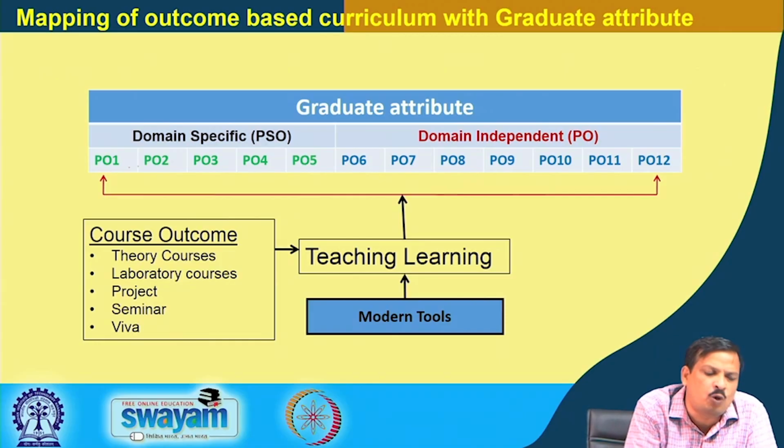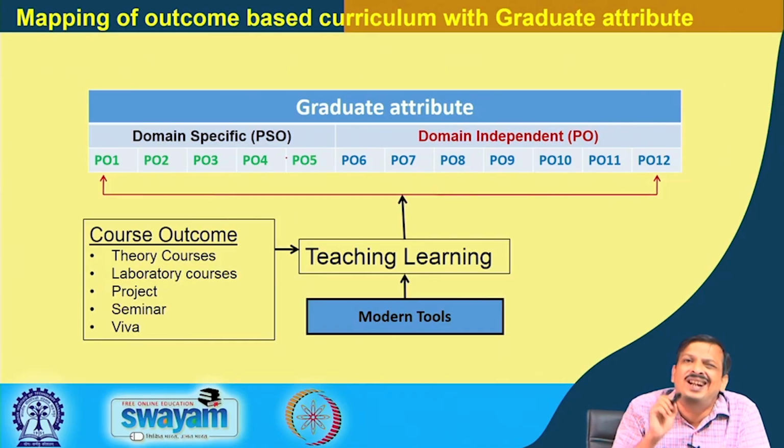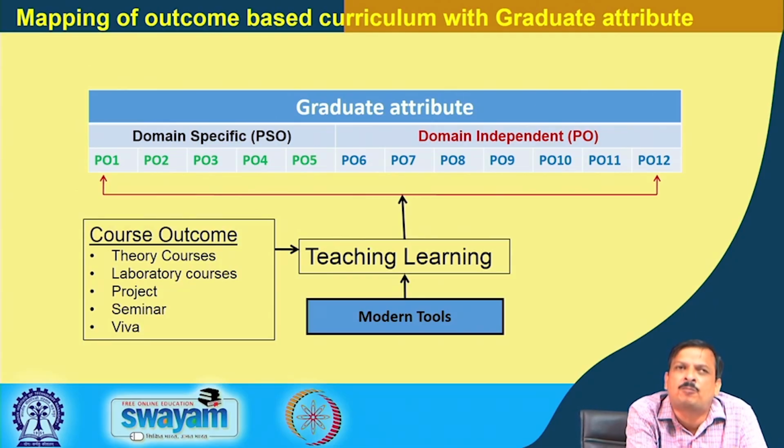But why is this domain dependent? Solving ability is a skill, but an electronics engineer cannot solve a civil problem. So, when I say solving ability for electronics, that means PO 1 is adapted for electronics, analyzing ability for electronics, not civil.